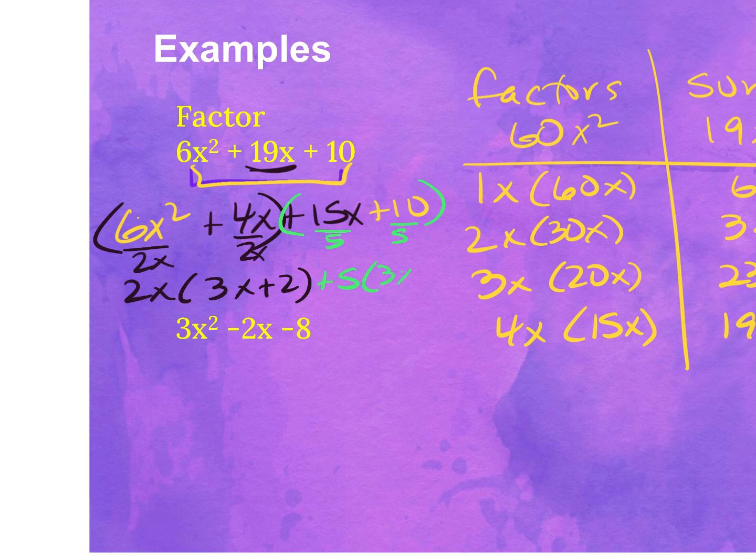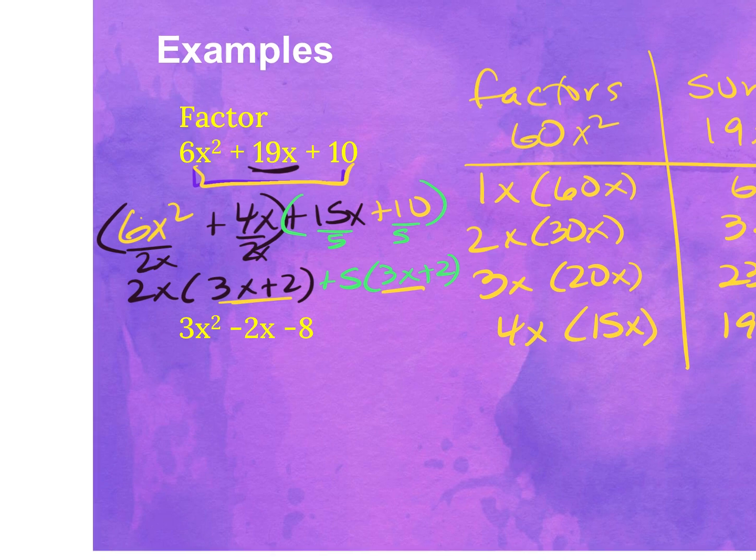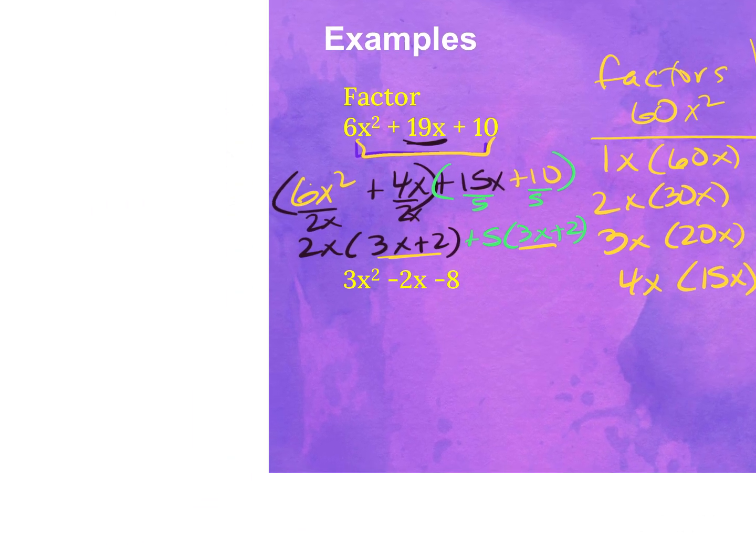Divide 3x plus 2. You're going to take the 3x plus 2, which is the same on both after the division, and then take the two GCFs, the 2x and the 5. And that becomes the binomials that factor that trinomial. And again, the order that you write them down doesn't matter.